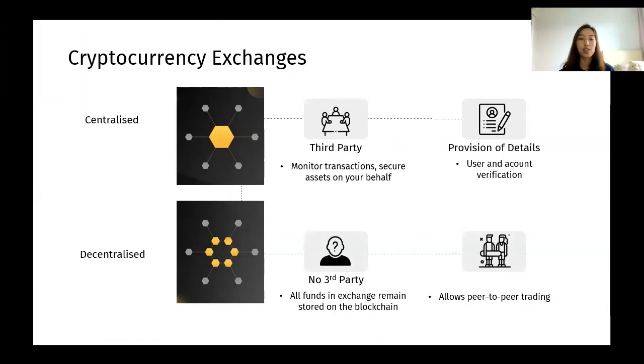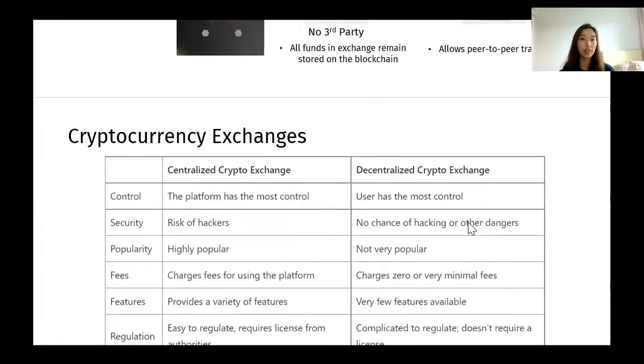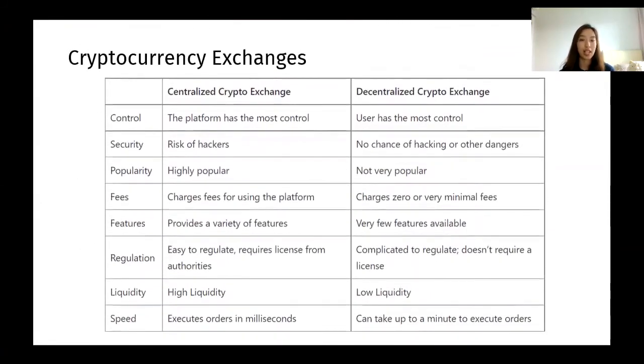And next we have the decentralized crypto exchanges. It's very similar to a centralized one, just that it doesn't have a third party that you can rely on. All of the funds in this exchange remain stored in the blockchain. These platforms allow peer-to-peer trading. Here is a more detailed look at the differences between the two exchanges.